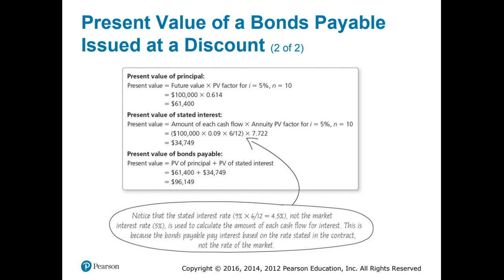So the present value of bonds payable issued at a discount. Oh no, did I close my page? There we go. This is on page 620.